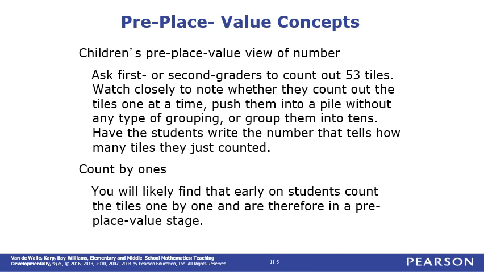And then you can have the students write the number that tells how many tiles they just counted. Now, again, that counting by ones, you will likely find that early on students count the tiles by one and are therefore in a pre-place value stage. So that's our main indicator. If a student is using that Unitarian approach, counting by ones, then they are in a pre-place value stage.